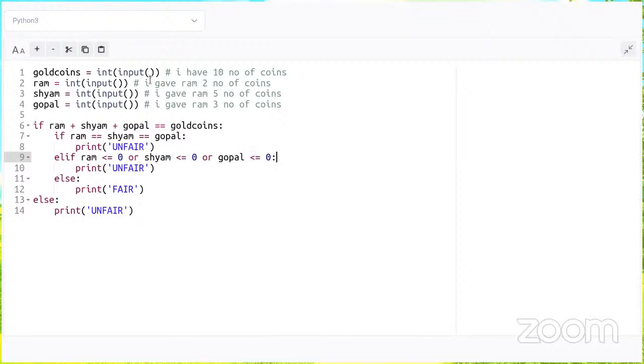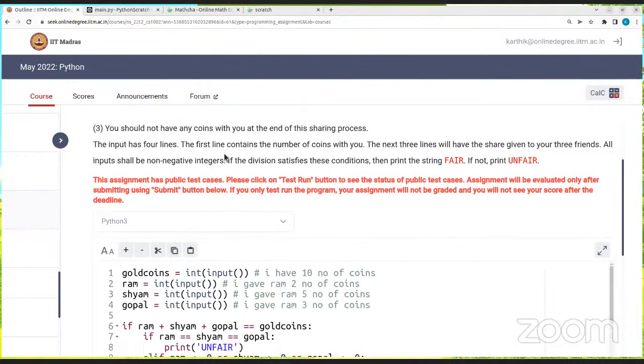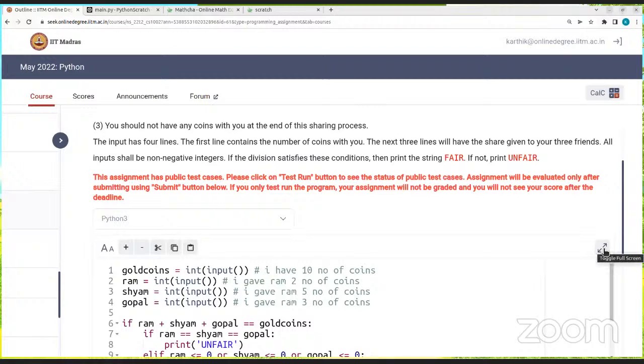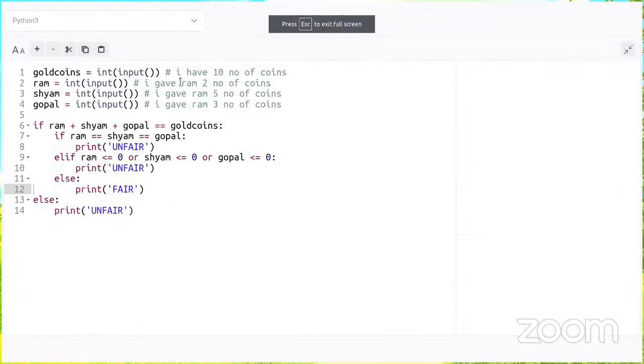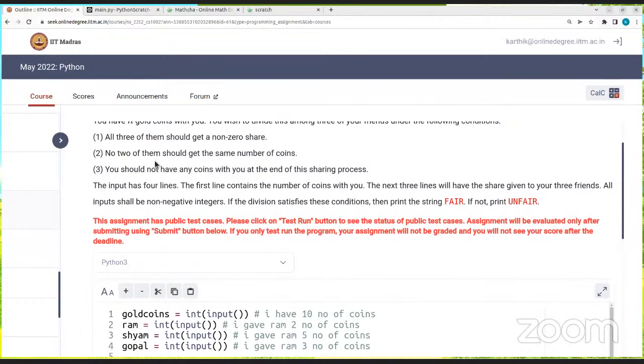Okay, let me just look at the question. What we need to do is all three should get a non-zero share. No two of them should get the same number. It should be completely shared. You start with some gold coins, and Ram, Shyam, Gopal are sharing it this way, and here you make sure that it's all distributed correctly. Is it a condition that all of them get an equal share? No, it's only that no two of them should get the same number of coins, right?